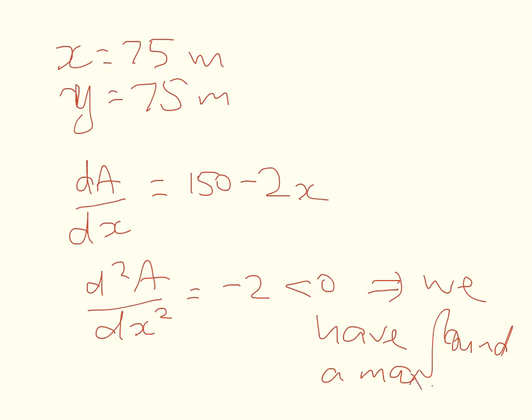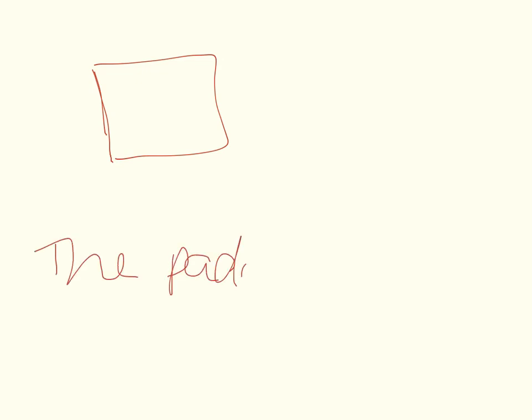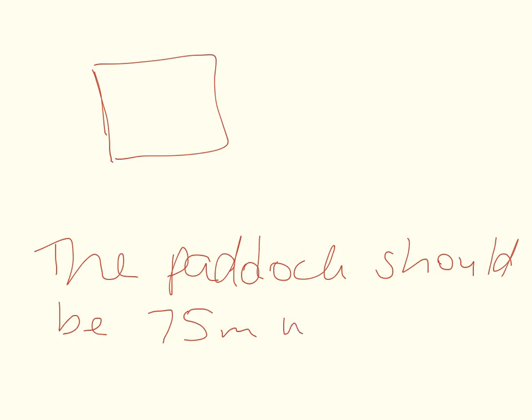Right, I just want to go over one thing about rectangular areas on the next slide. So what we've found here is that the dimensions of the paddock should be 75 metres in length and width.